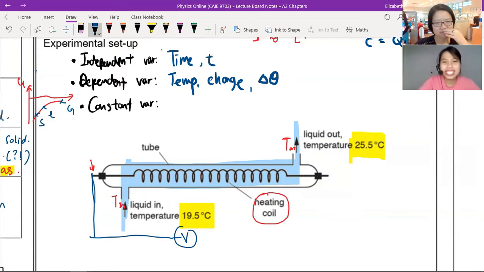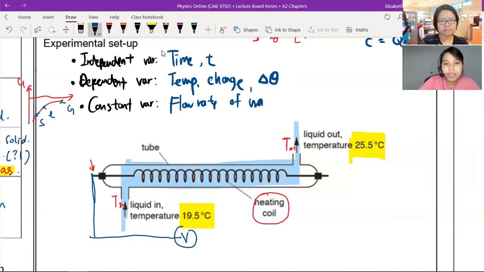Is this changing? Is that changing? Is everything changing? Then how do I know my relationship between my independent and dependent is actually what it is? So here we're going to pump water in at a constant flow rate. So that'll be one of it. Flow rate of water. What symbols shall we use? Mass per time. 1 second, how many kg, those kind of things.